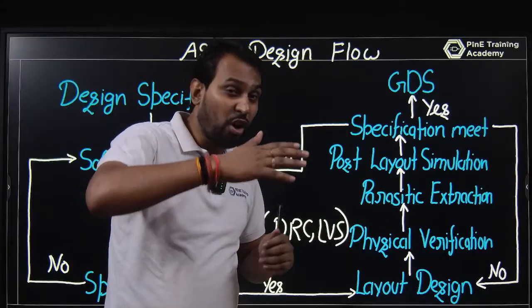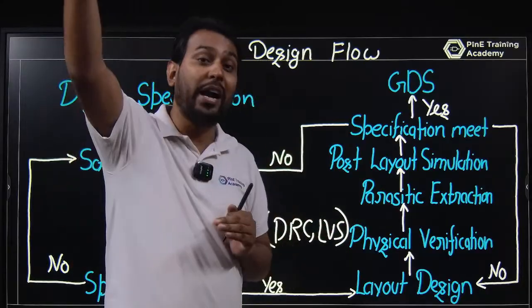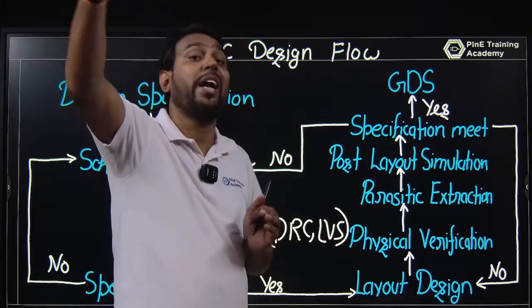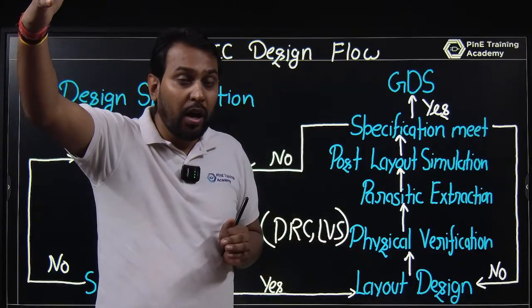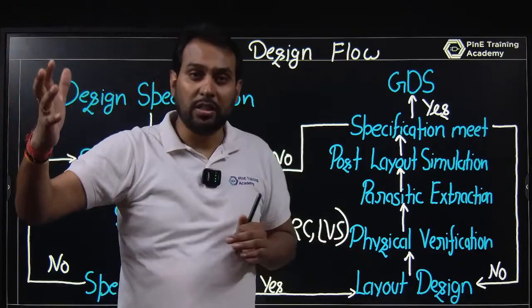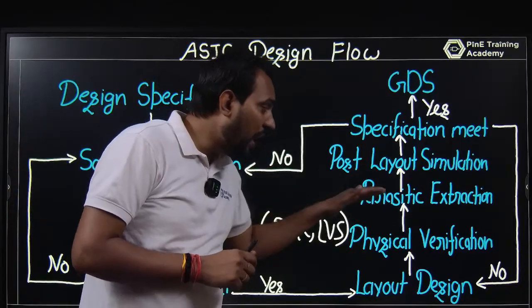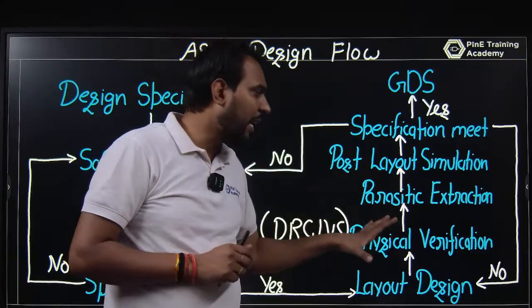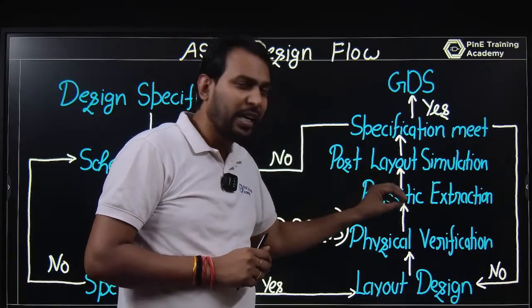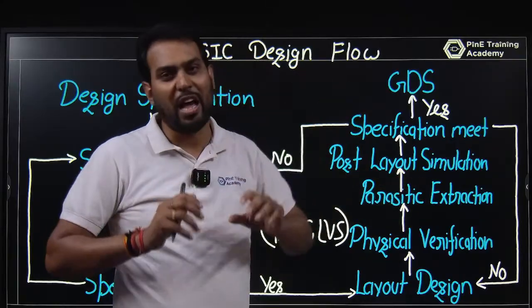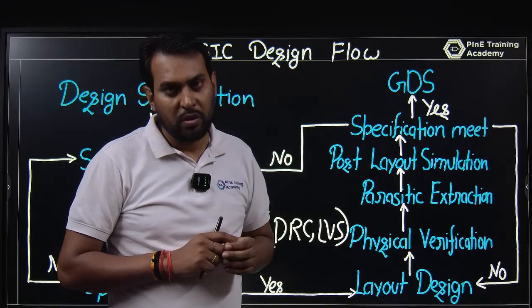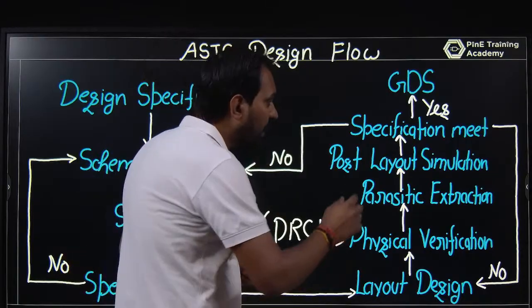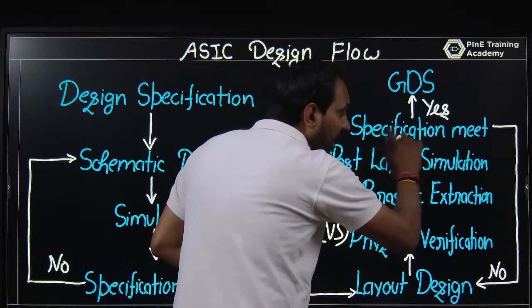If there is a change from 120 picosecond to 200 picosecond, that is a difference of 80 picosecond, which will be too much. That means your layout is not that good. The parasitic extraction will affect your layout. So what can you do? Similarly, your specification will not meet.